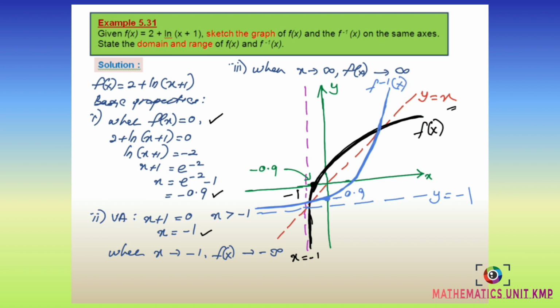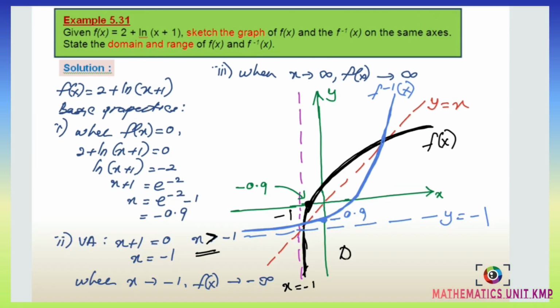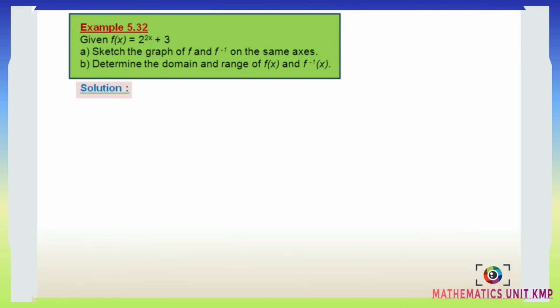Now, state the domain and range of f(x) and f inverse. The domain of the function is equal to the range of f inverse. We refer to the values of x greater than -1, so from -1 to infinity. And the range of the function is equal to the domain of f inverse, from negative infinity to infinity.